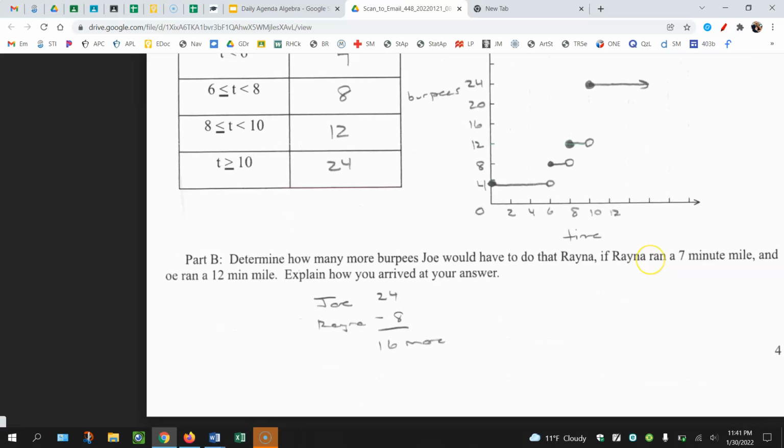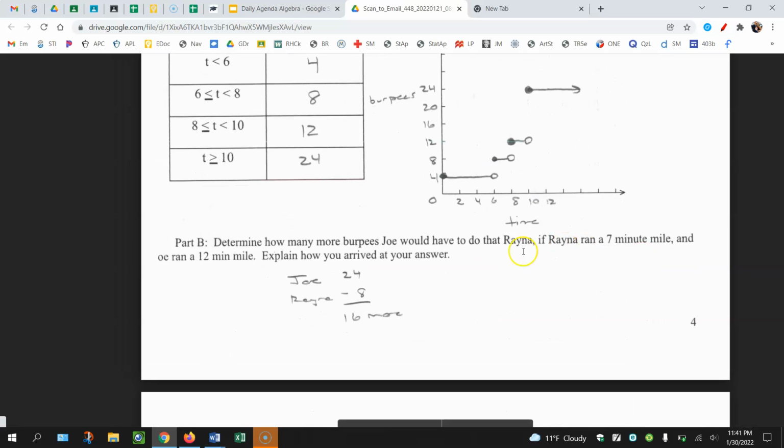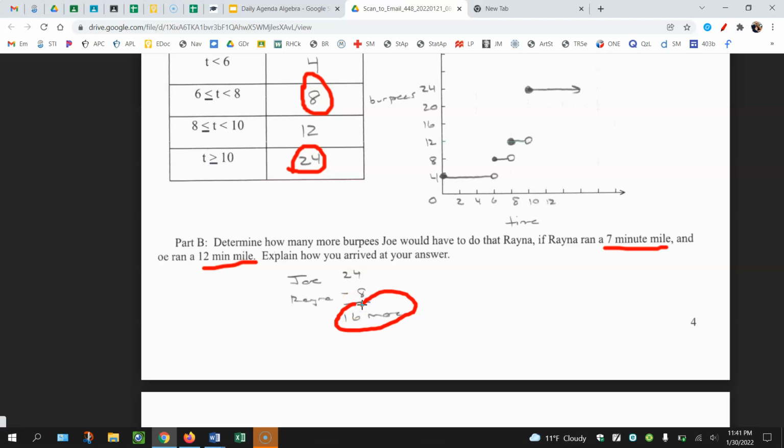Then you're going to move on here to this last part, determining how many more burpees Joe would have to do than Raina if she ran a 7-minute mile and he ran a 12-minute mile. So if she ran a 7-minute mile, that's between 6 and 8. So she's going to have to do 8 burpees. He ran a 12-minute mile. He's going to have to do 24 burpees. Subtract those two. He's going to have to do 16 more.